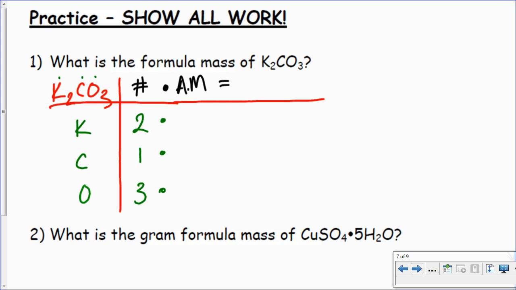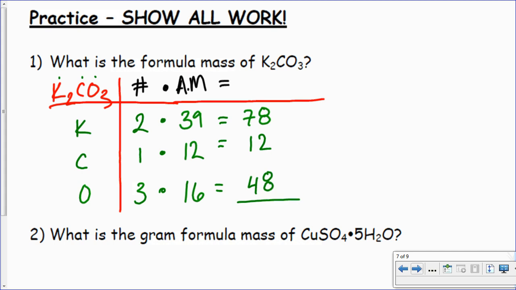And this is where you take out your periodic table, and you multiply the number of the atoms in the formula by its atomic mass. For K, 39.09, we're going to round that to 39. Carbons, 12.011, we'll round that to 12. Oxygen, 15.9994, we'll round that to 16. So you're going to multiply these across. 2 times 39 is 2 short of 80, so 78. 1 times 12 is 12. And 16 times 3 is 48.